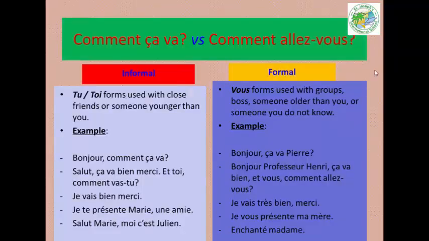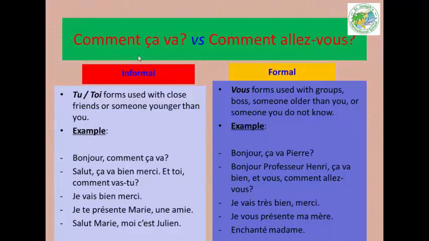Now let's move to the second verb that we have today, le verbe aller, and we will have a quick comparison between the informal language and the formal language. We have a dialogue here and a dialogue here. This is informal language, a friendly way, and here it's formal, it's official way of talking. Like the difference between comment ça va et comment allez-vous.